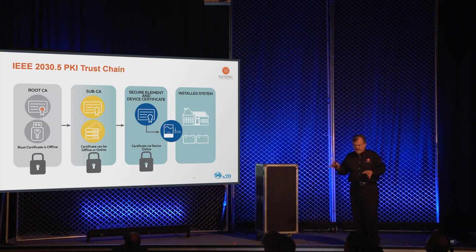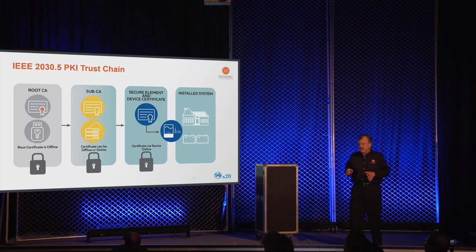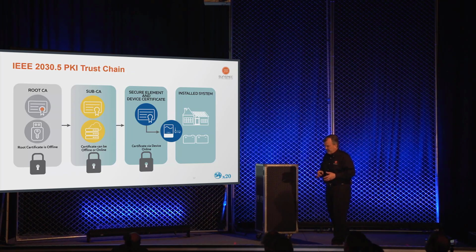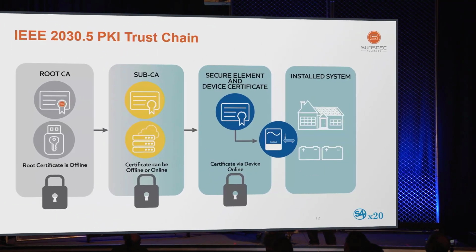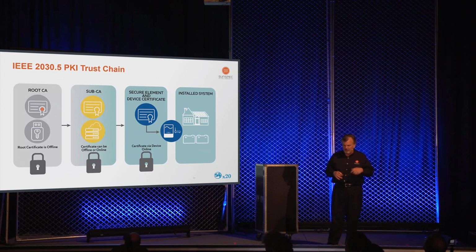Now, why is the PKI itself the most critical aspect here? Well, the 2030.5 standard lays out a very particular key structure and trust chain. So naturally, the root certificate authority is offline. And then there's a series of sub-CAs. So the sub-CAs are software developers, or more likely, they're one of the global manufacturers.